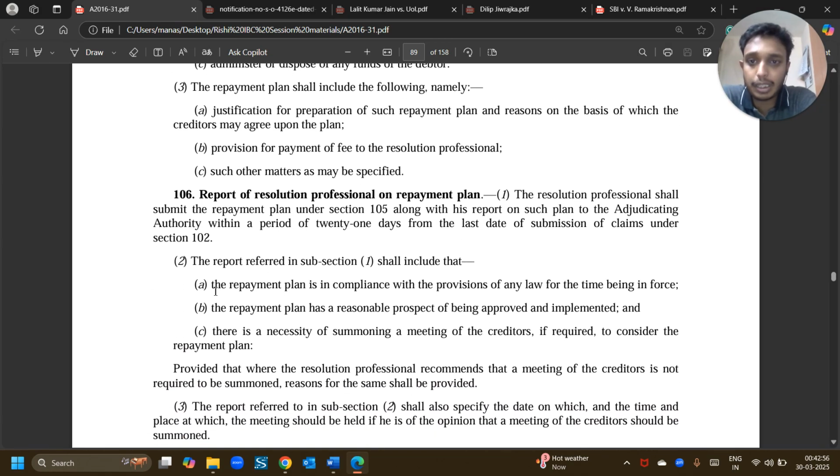Subsection 3 says, the repayment plan shall include the following, namely A, justification of preparation and reasons on the basis of which creditors may agree upon the plan. Right, so it's basically a pitch, where you are selling your repayment plan to the creditors. You are selling the idea of why or how your debts will be restructured and why this is the best manner, and that will have to be incorporated. All those reasons and justifications will naturally have to be incorporated in your repayment plan. B, provision for payment of fee to the RP, and C, such other matters as may be specified.